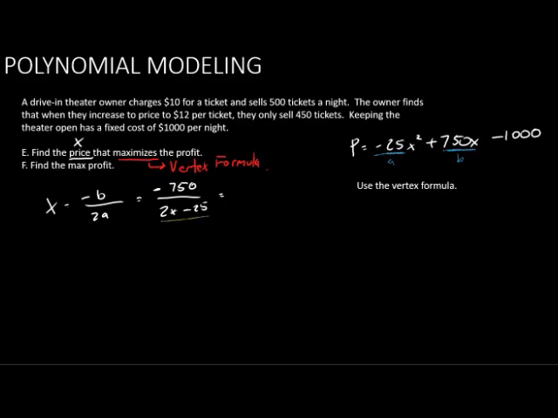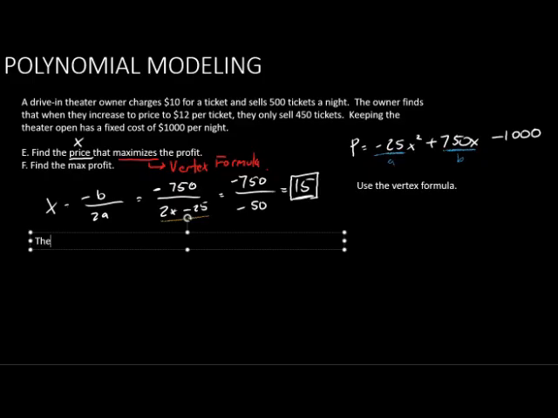If we multiply the numbers on the bottom, 2 times negative 25 will give us negative 50. And on the top, we'll have negative 750. If we divide negative 750 over negative 50, we'll get 15. This means that the price that will maximize our profit is $15 per ticket. Now that we know that x, we can find the max profit in part F.